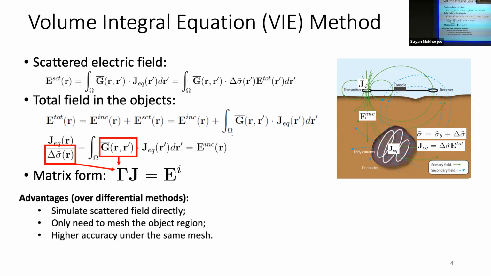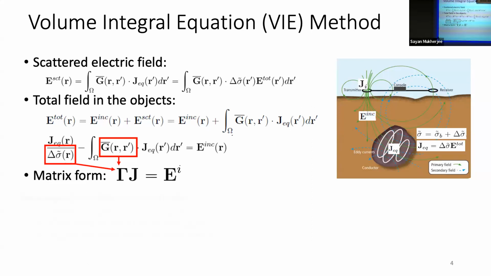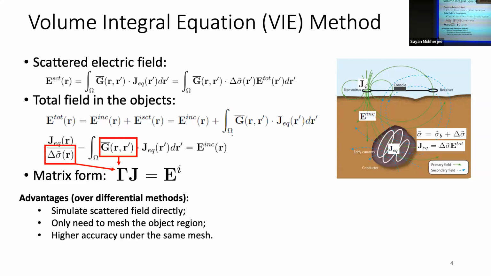The volume integral equation method has some advantages over the very common differential equation methods like finite difference and finite element methods. First, it can simulate the scattered field directly, while FDM and FEM usually solve for the total field. VIE only needs to mesh the object, this anomaly, a small region, while the differential equation methods need to mesh the whole calculation domain. Also, with the same mesh, VIE has higher accuracy than the differential equation methods.